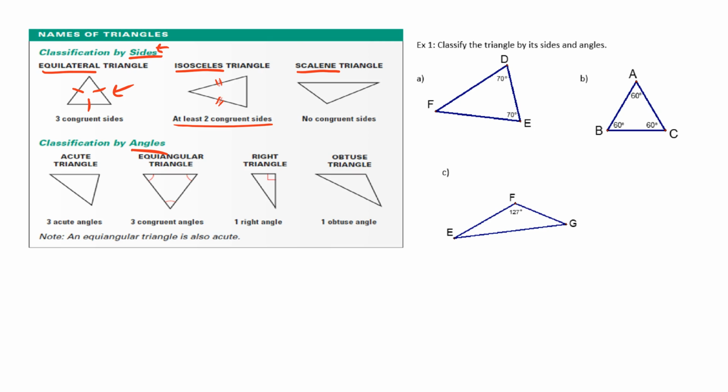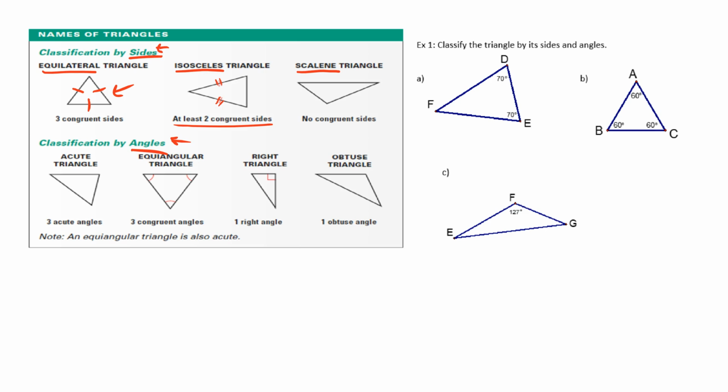So that's sides. Now let's take a look at classifying angles. So when we classify by angles, all we're going to do is look at, okay, what type of angles do these triangles have? We already know all the different types of angles: acute, right, obtuse.